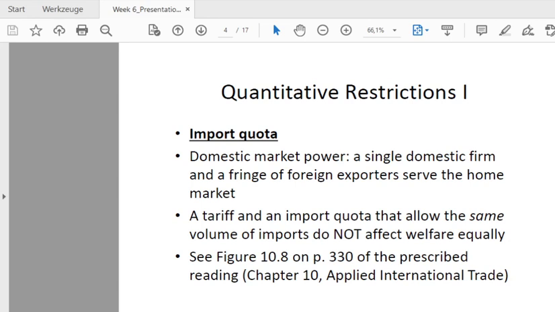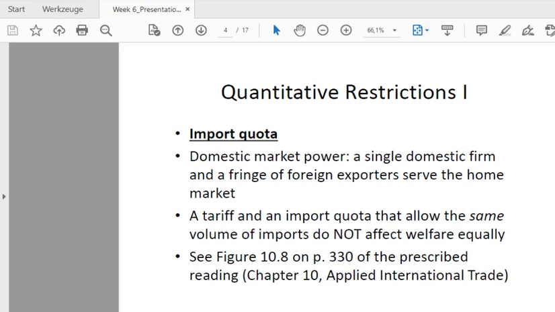Well, starting with an import quota, we just assume a single domestic firm producing this good and a fringe of foreign exporters serving the home market. The discussion will include a tariff in the sense that we will compare what is the impact of an import quota as compared with a tariff. So if we introduce a tariff and an import quota that allow the same volume of imports, they do not affect welfare equally. So tariff and import quota is not the same under imperfect competition.